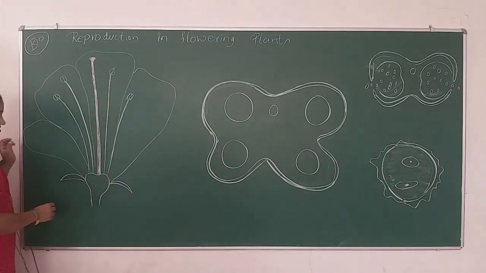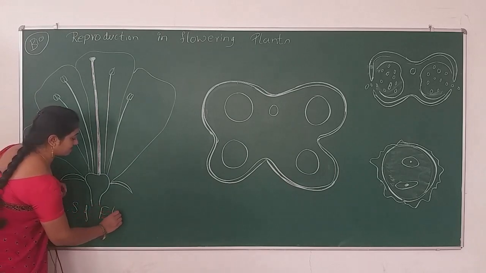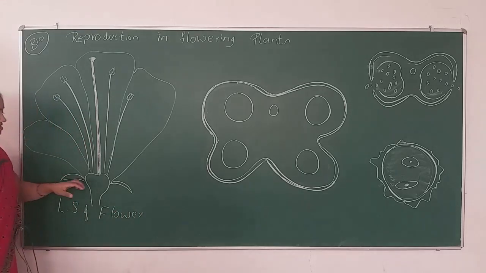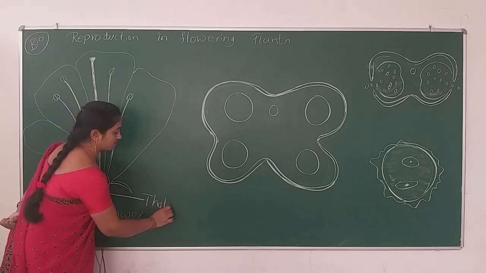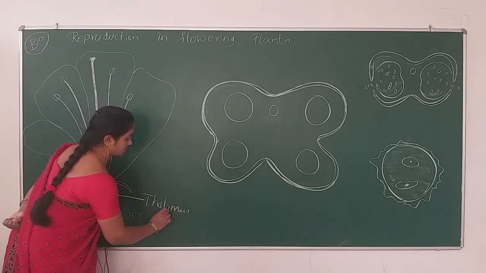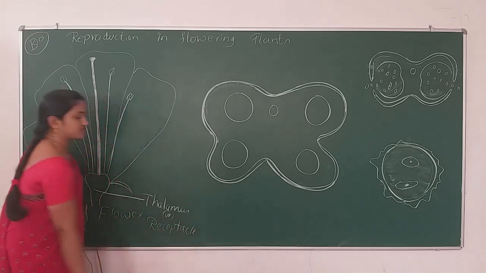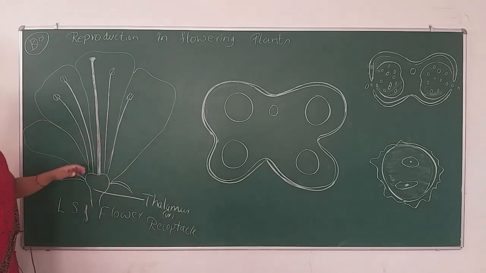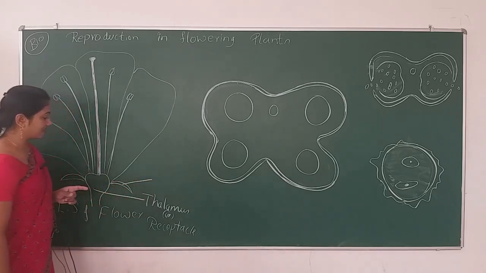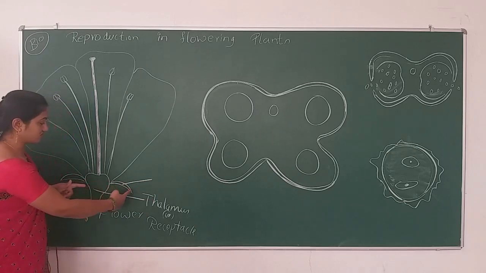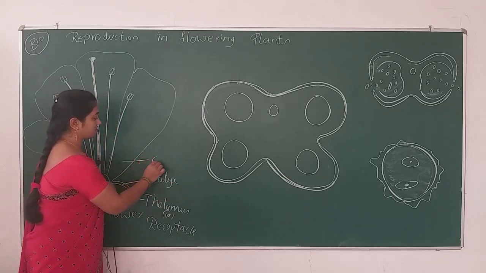As you know, it's very simple. The LS of flower contains a receptacle. This is the thalamus or receptacle. On the receptacle I have drawn the accessory whorls and essential whorls. The very first accessory whorl is here, so this is the calyx. The next accessory whorl is the corolla.